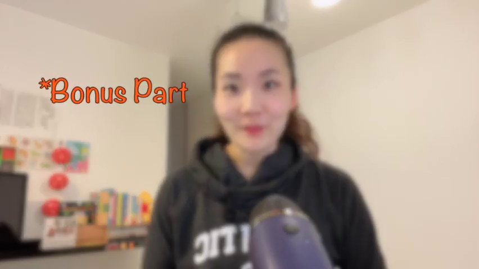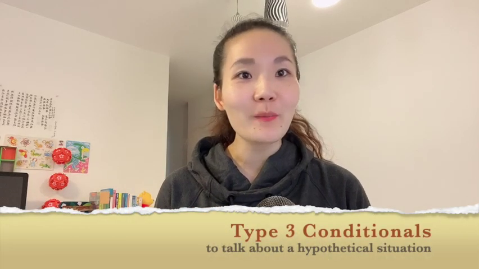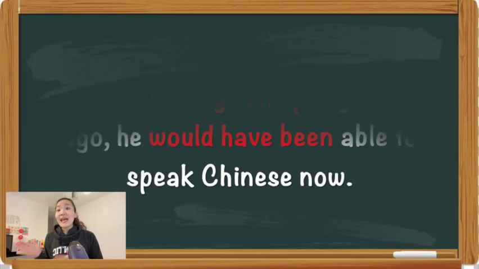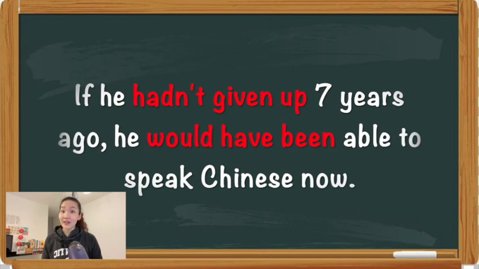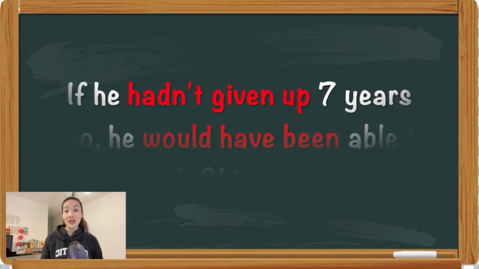Okay, this is the bonus part. Here, Caden used type 3 conditional sentence to talk about a hypothetical situation. For example, if he hadn't given up 7 years ago, he would have been able to speak Chinese now.